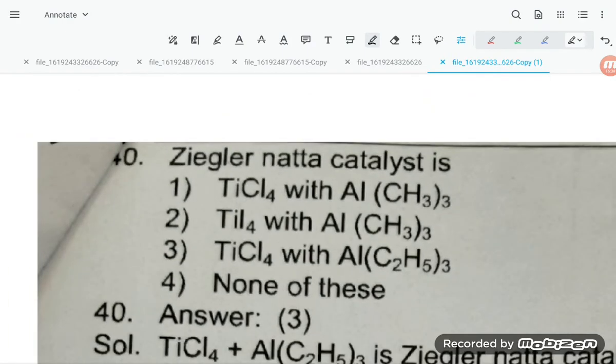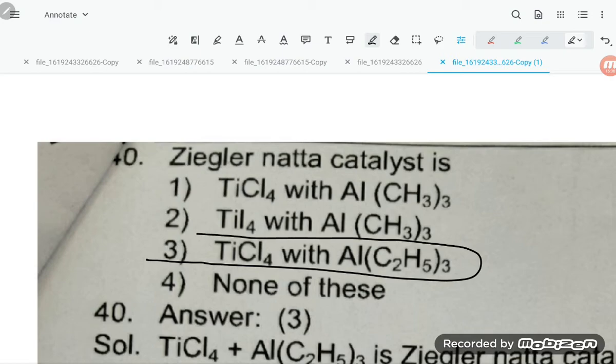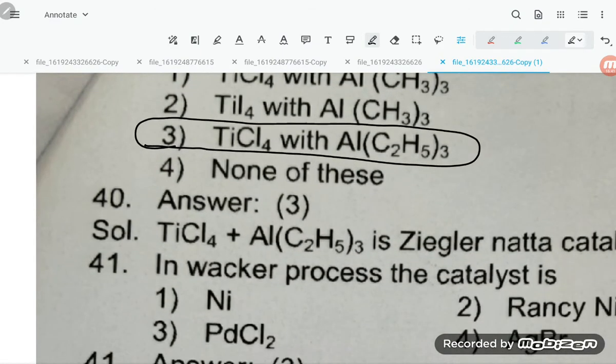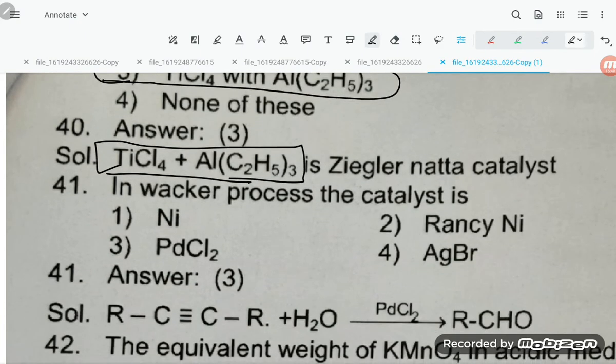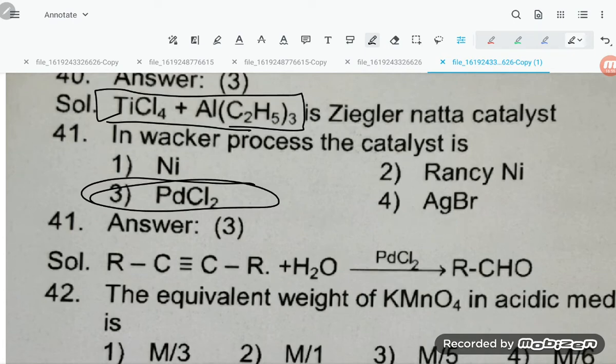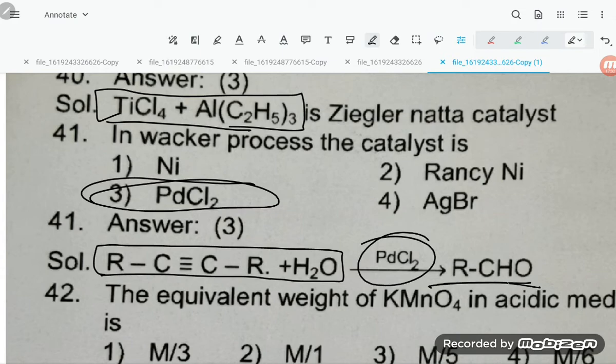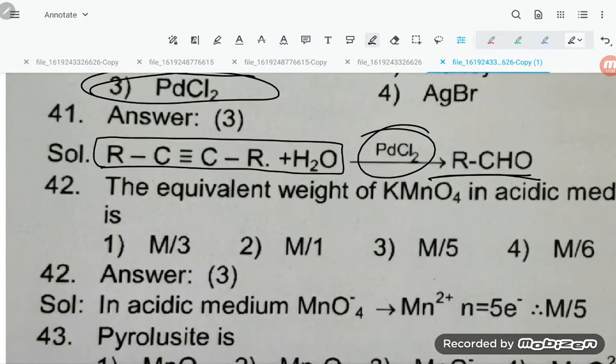Ziegler-Natta catalyst is titanium tetrachloride and triethyl aluminum, TiCl4 and Al(C2H5)3. In the Wacker process, the catalyst is PdCl2. Alkynes treated with water in the presence of PdCl2 give the aldehyde.